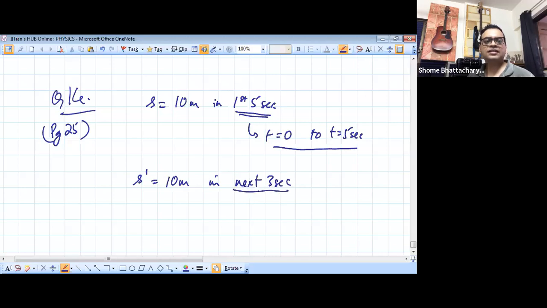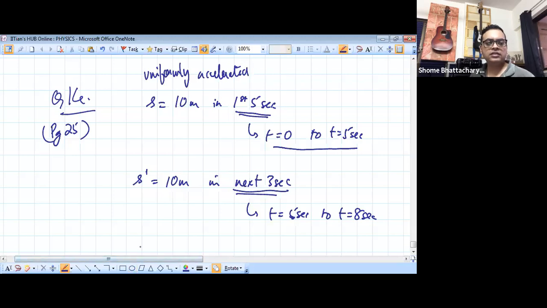So next 3 seconds कौन सा interval of time है? It is from t equal to 5 seconds to t equal to 8 seconds. So from 5 to 8, it is traveling a displacement of again 10 meters. Acceleration is uniform. It's a uniformly accelerated motion. So we have to find the displacement, let's say S double prime, in the next 2 seconds. Right?